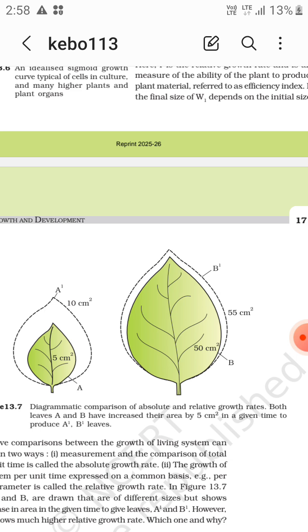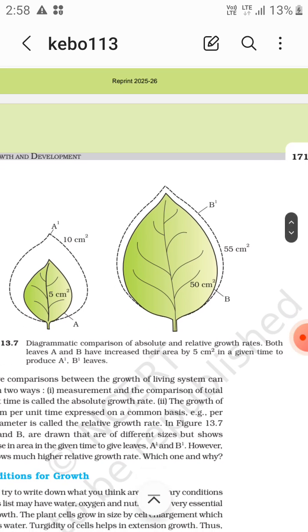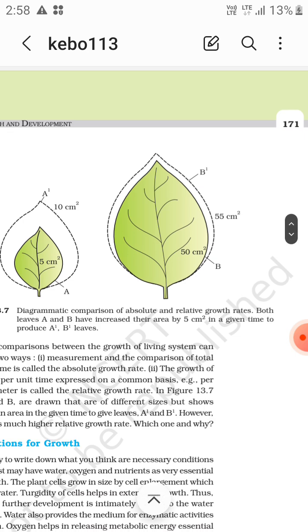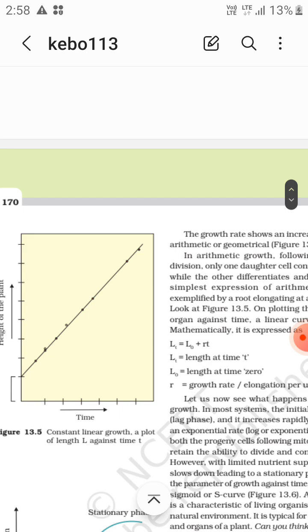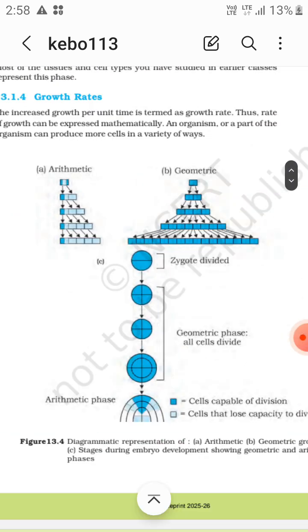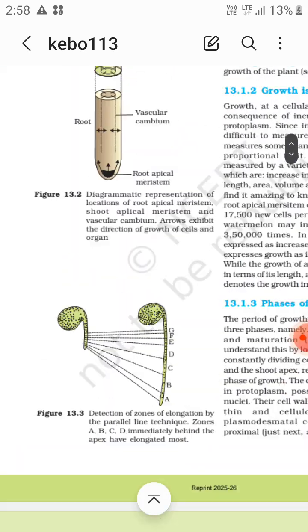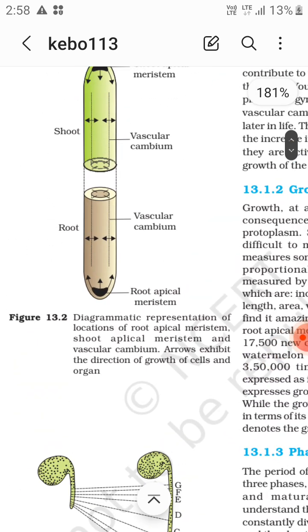Diagrammatic comparison of absolute and relative growth rates. Both leaves A and B have increased their area by 5% in a given time to produce A dash and B dash leaves. So this is what I missed.